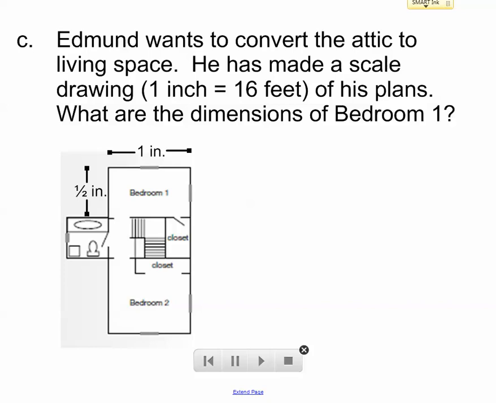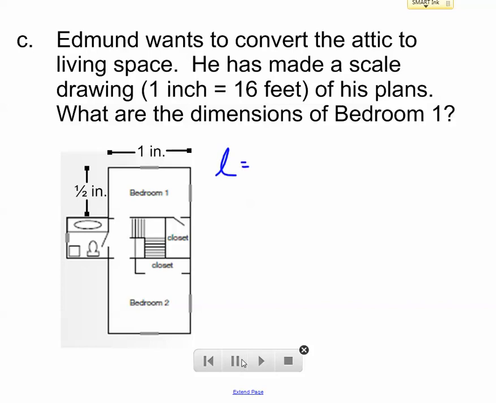Edmund wants to convert the attic to living space. He has made a scale drawing that is 1 inch equals 16 feet of his plans. What are the dimensions of bedroom 1? Well, on his drawing here, he's got it labeled. I did some measuring for you. Just trust me. It's 1 inch and a half an inch high. So how big is that in real life? This is his drawing. So how big is it in real life?